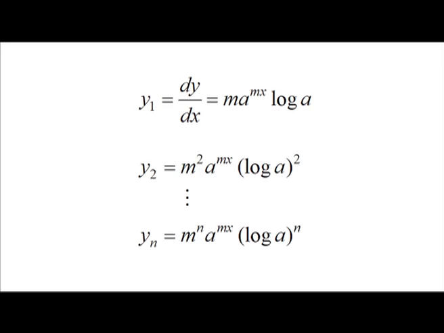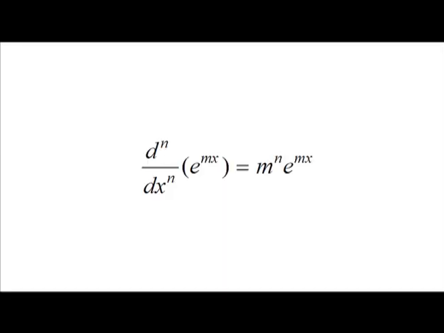Similarly, y2 equals m square into a power mx into (log a) the square, etc. yn equals m power n into a power mx into (log a) the power n. As a special case, putting e for a, the above result gives d power n by dx power n of e power mx equal to m power n into e power mx.